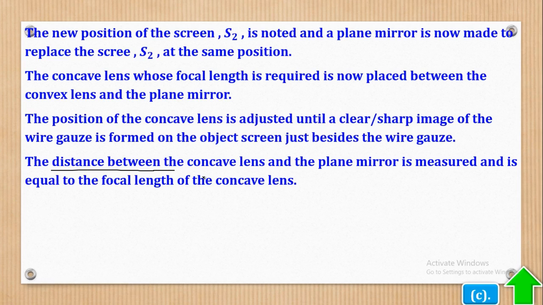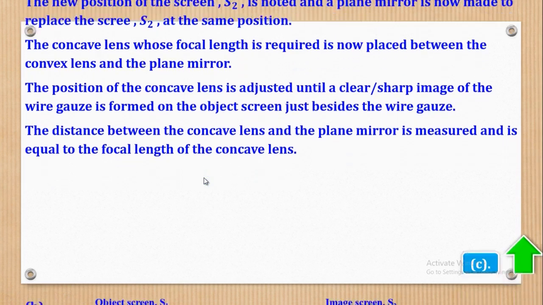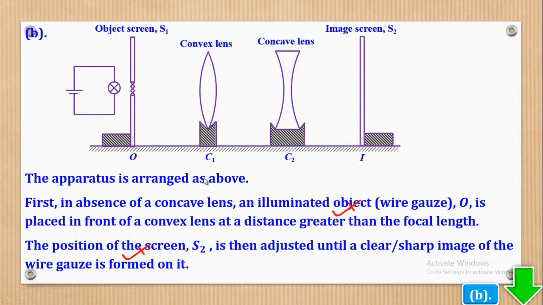So the distance between the concave lens and the plane mirror is measured and is equal to the focal length of the concave lens. So why is it so? If you look at this diagram, for the image to be found besides the object, implies that this ray from here went to this point, converged to this point, then it was diverged to meet this plane mirror. Remember, now when this lens is there, here there is a plane mirror, it's no longer an image screen, so it will meet at 90 degrees, meaning that this ray will be reflected back along the same path to go this side.